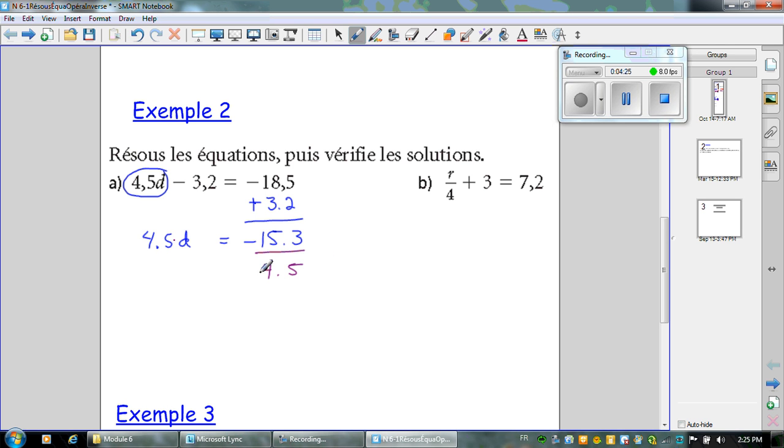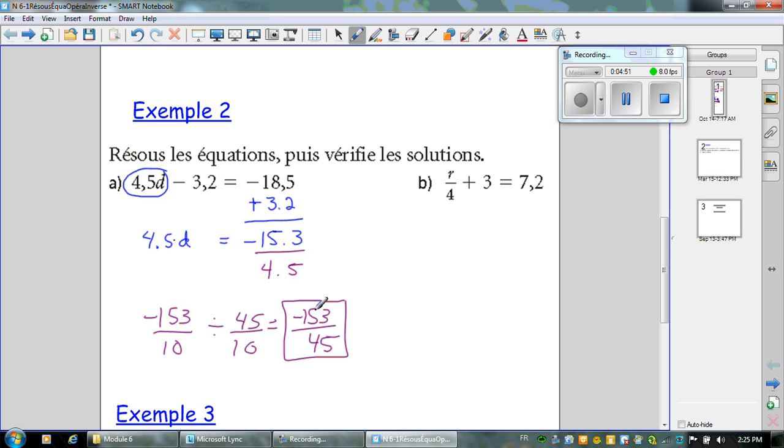Well, you're going to change these into fractions. So negative 153 tenths divided by 45 tenths. So your answer is negative 153 divided by 45. That's your answer.